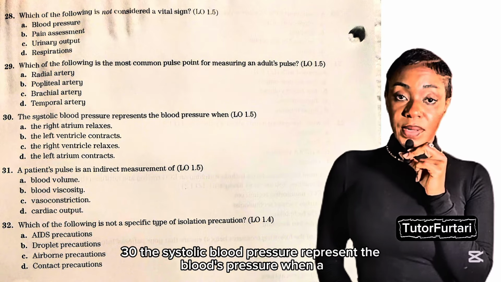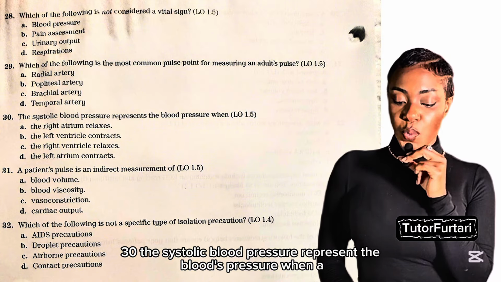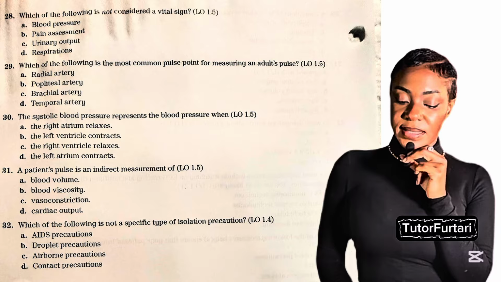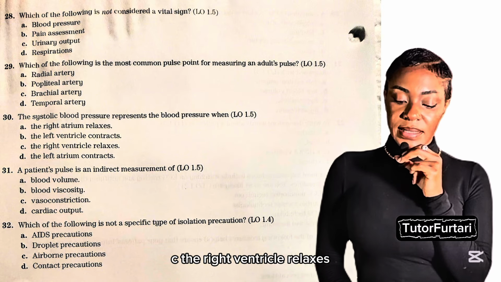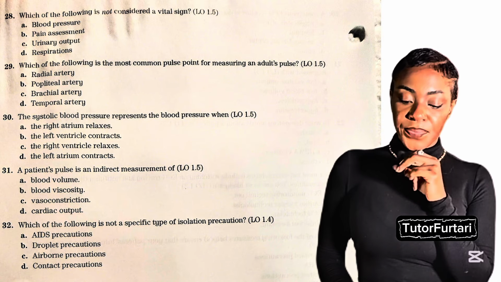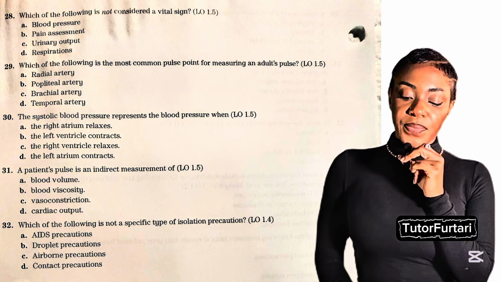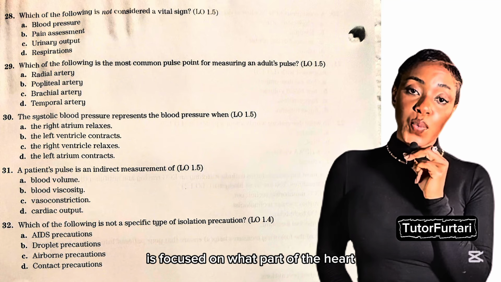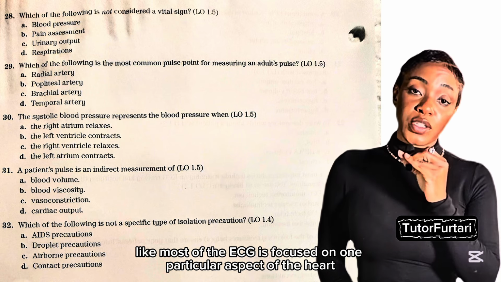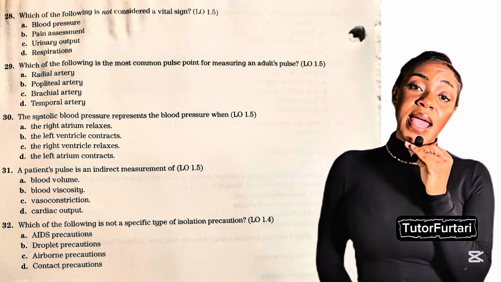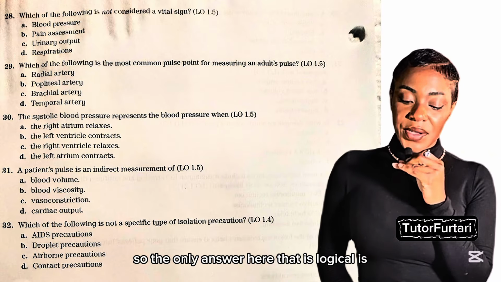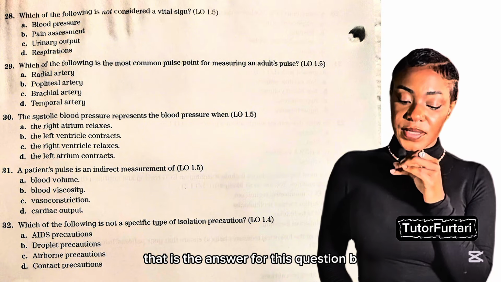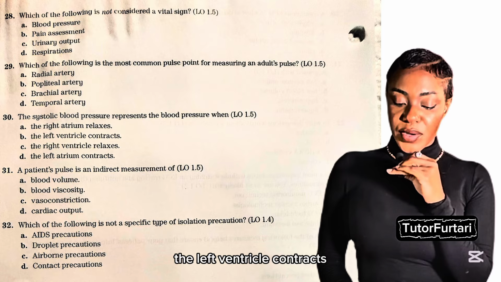30. The systolic blood pressure represents the blood pressure when A. the right atrium relaxes. B. The left ventricle contracts. C. The right ventricle relaxes. D. The left atrium contracts. You see, in questions like this, there's just one answer. Most of the time, systolic and diastolic pressure is focused on one part of the heart, the left ventricle. So the only logical answer here is B, the left ventricle contracts.